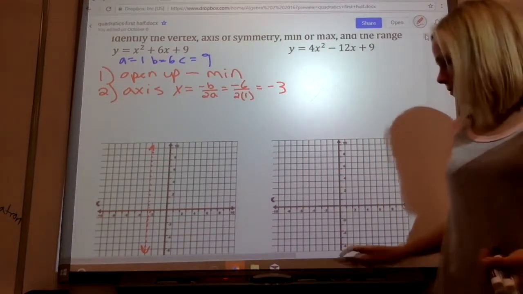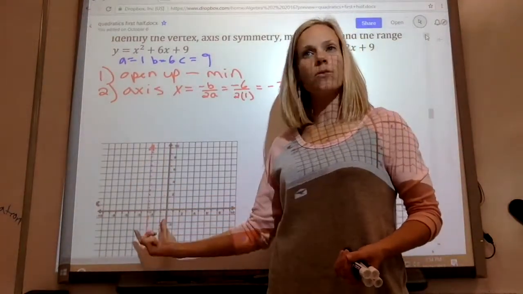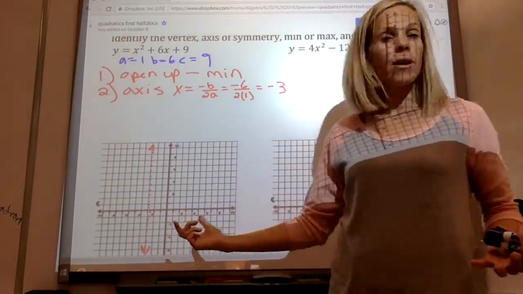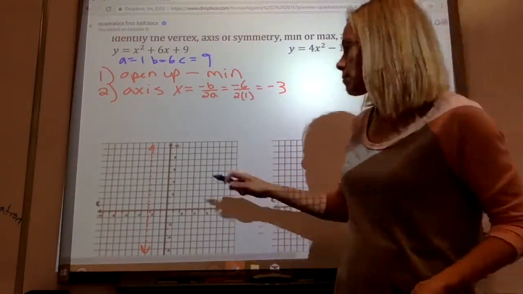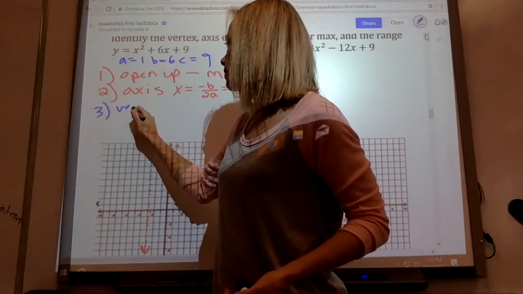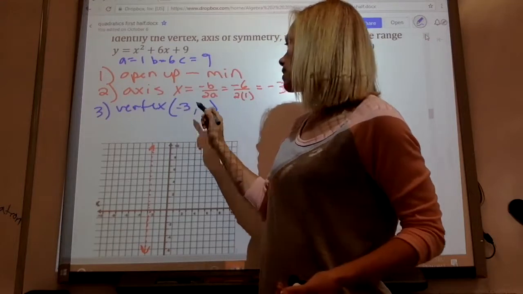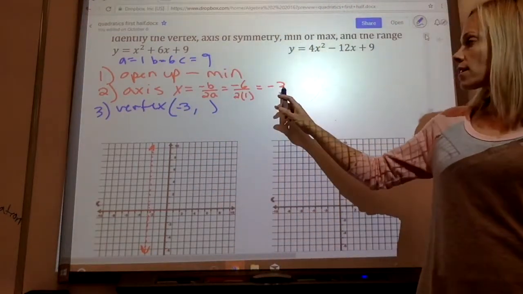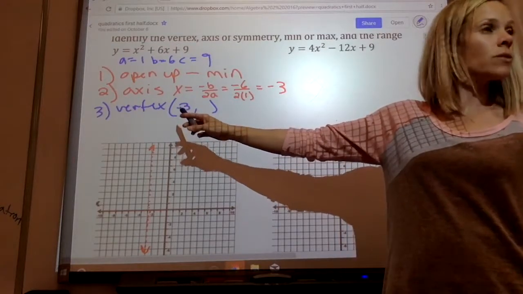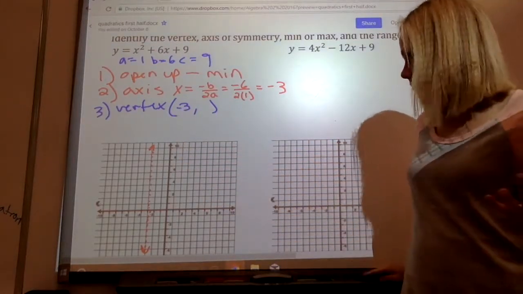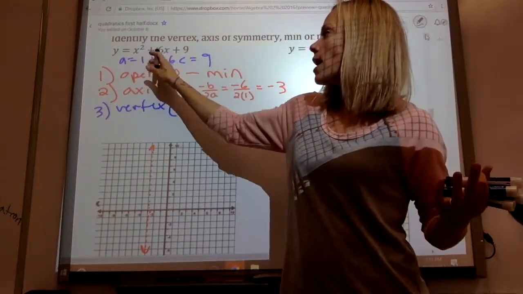Then once I have my axis of symmetry, I know my vertex is going to be somewhere on that axis of symmetry, but I don't know what I did up and down. Right now I know I went left 3, but how did I go up and down? So then step 3 is to find your vertex. And what I know so far about my vertex is that x is negative 3, because I know that this axis of symmetry is the x of my vertex. So to find the y value, we're going to sub this negative 3 in for the x and solve.